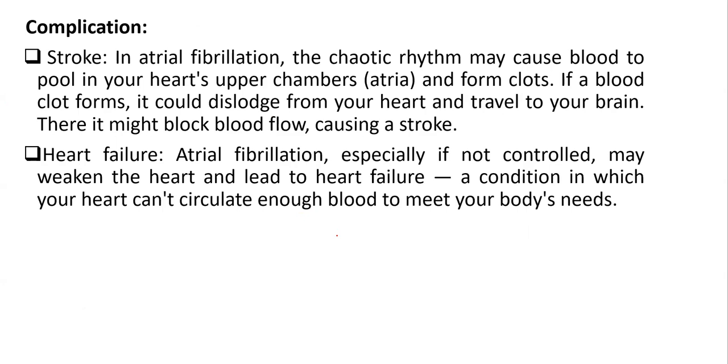And then say your next task is complications of AF. In atrial fibrillation, the chaotic rhythm may cause the blood to pool in your heart's upper chamber, and it can form clots. If a blood clot forms, sometimes it can dislodge from your heart and travel to your brain, which can block the brain's blood flow, causing a condition called stroke. Sometimes, if atrial fibrillation is not well controlled, it can weaken your heart and lead to heart failure, a condition in which your heart cannot pump enough blood to meet your body's needs.